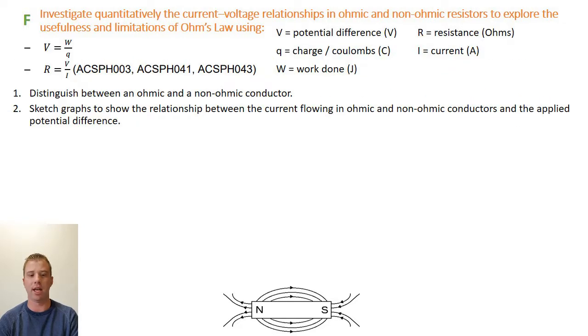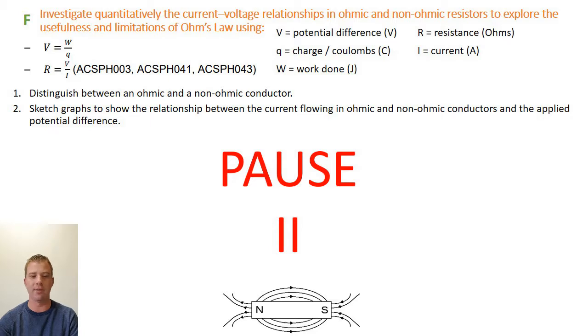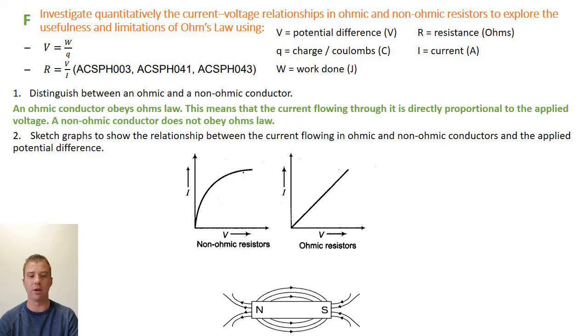So let's have a look here at a question. If you'd like the opportunity to pause it, then do so now. Now, let's have a look here. Distinguish between an ohmic and non-ohmic conductor. An ohmic conductor obeys Ohm's law, whereas a non-ohmic does not.